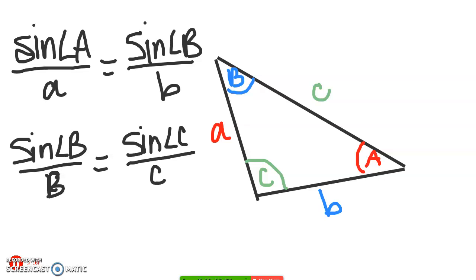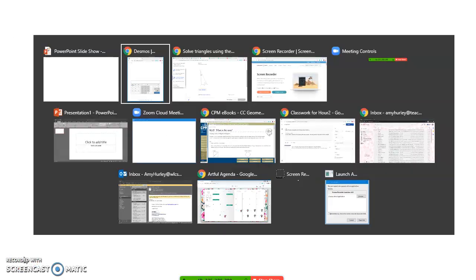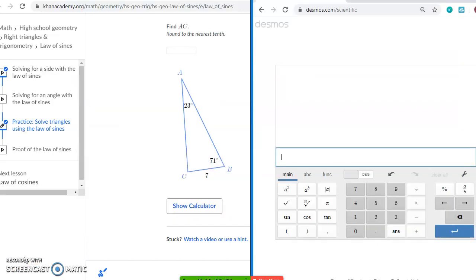Okay, let's do a couple of examples, and I'm just going to pull the examples right off Khan Academy. This one says, find line AC. So we don't know the length of side AC. We're just going to call it X.